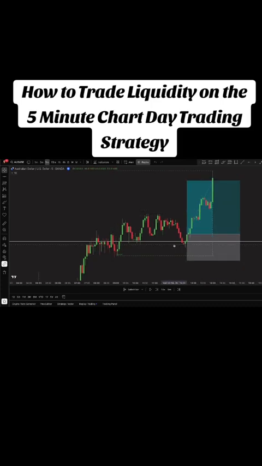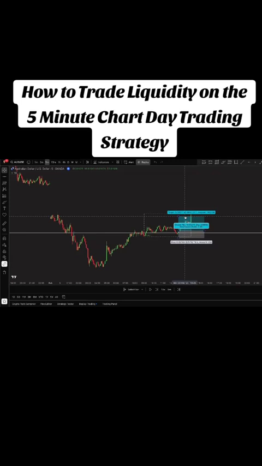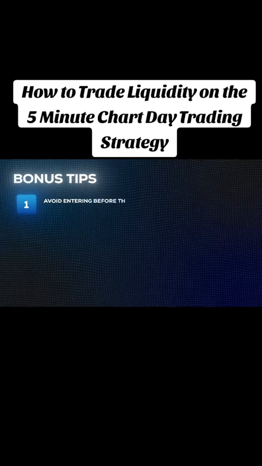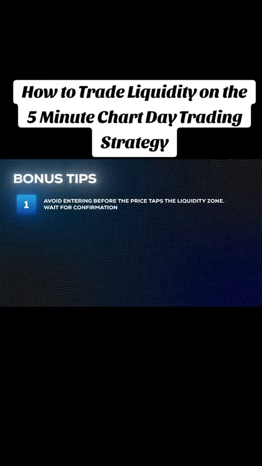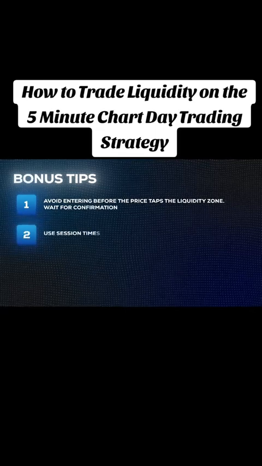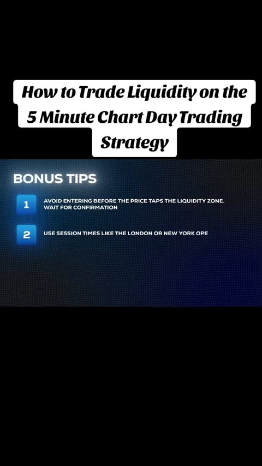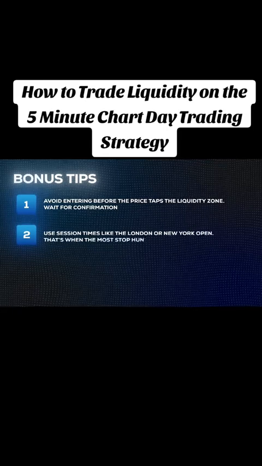This was using higher time frame support and resistance and being able to scalp it on the 5-minute time frame with anticipation of price movement upwards because of the huge gap that was left over the weekend. So I have some bonus tips for you. Number 1, avoid entering before the price taps the liquidity zone. Wait for confirmation. Number 2, use session times like the London or New York Open. That's when the most stop hunts happen.